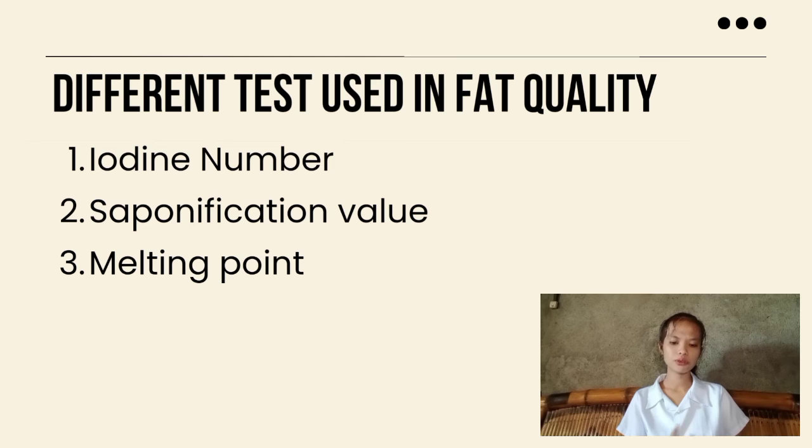Lastly, we have here different tests used in fat quality. First is the iodine number. It determines the degree of unsaturation of fat since iodine reacts with double bonds. A high iodine number indicates the presence of more double bonds. It is a measure of the unsaturated character of the fat and oil and is used to prove its pureness and quality.